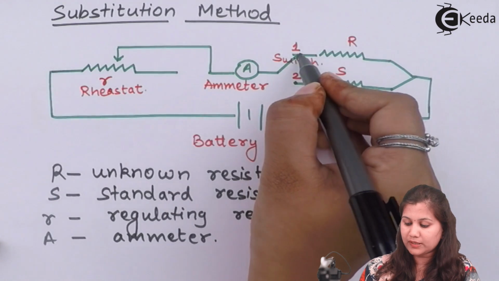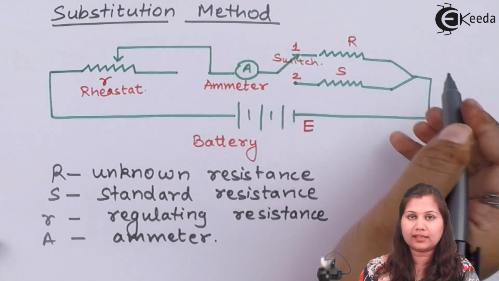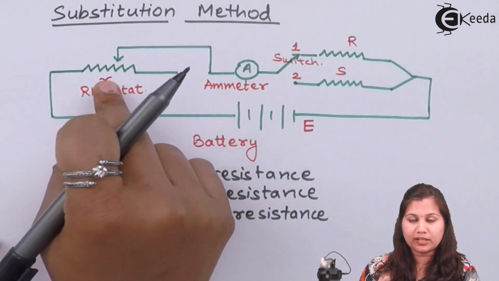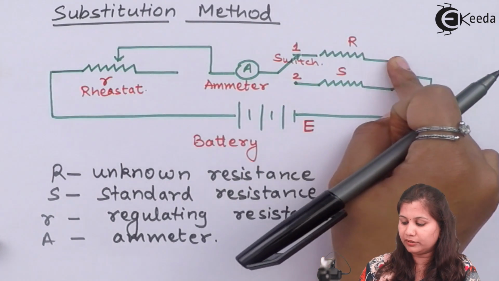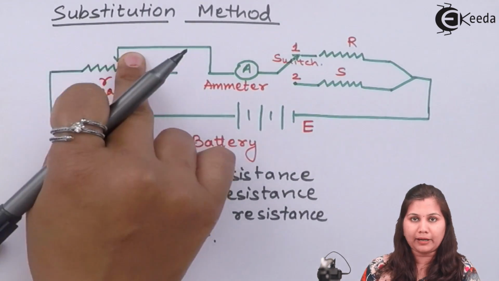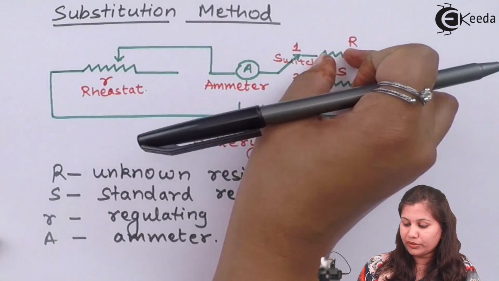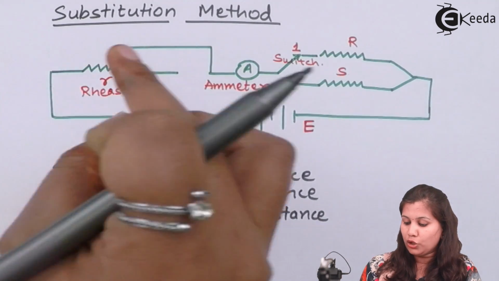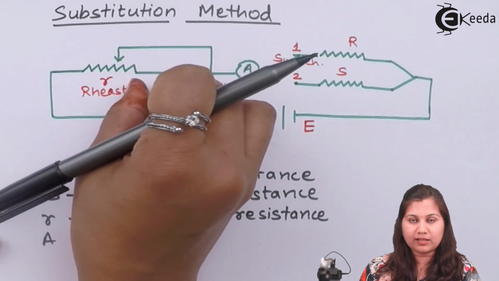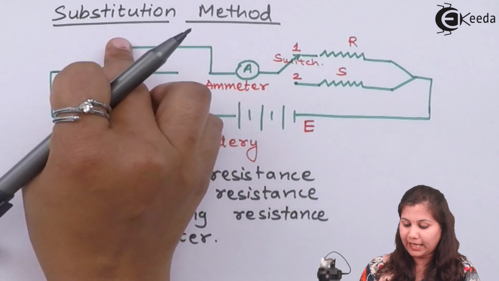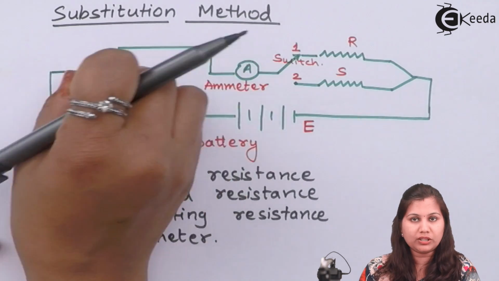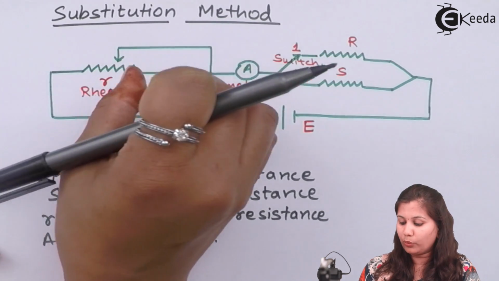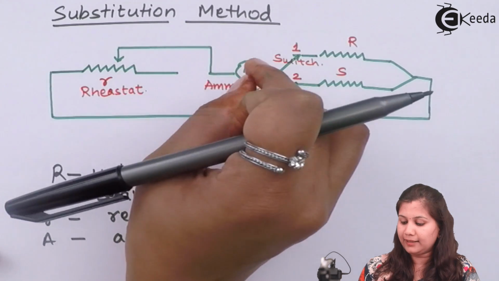So when the switch is at position 1, then the unknown resistance is connected in the circuit. So this circuit will be like the regulating resistance, then ammeter, then the unknown resistance, and then this battery. When the unknown resistance is connected in the circuit, then current will start flowing through this. We are going to vary this regulating resistance with the help of this rheostat. We have a sliding contact over it, so we are going to move this contact, so the value of this resistance will change. By changing this value, we are going to choose a proper scale in this ammeter.